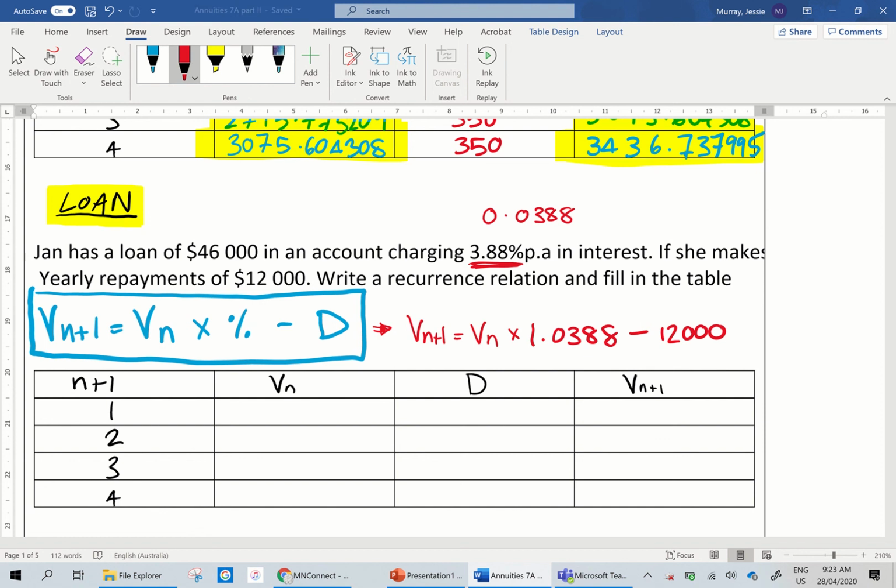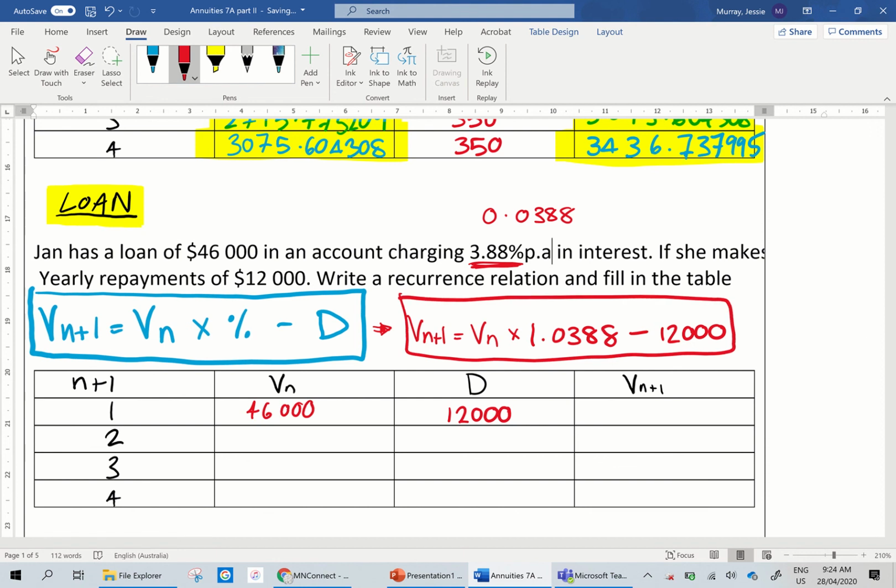So now let's sub it in. The initial value of the loan, $46,000. The down payment is $12,000. So she's paying a large chunk off. She might even get this paid off in 4 years. Okay, subbing those values straight into my recurrence relation. I'm going to do $46,000 times that by 1.0388, and then subtract off my 12,000.